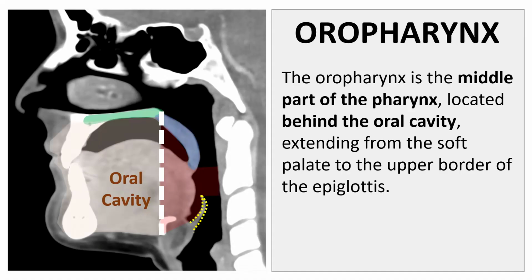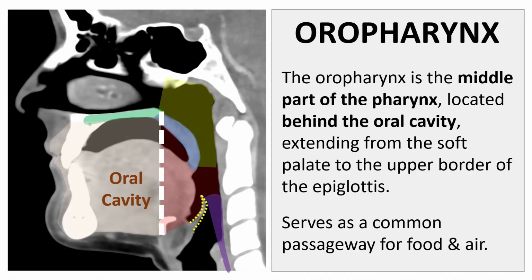The epiglottis is not part of the oropharynx. The epiglottis is not part of the pharynx at all. It is part of the larynx, which is maybe not unimportant to keep in mind. The nasopharynx is located above the oropharynx because it is the middle part of the pharynx, and the hypopharynx is located underneath it. So this is all quite easy.